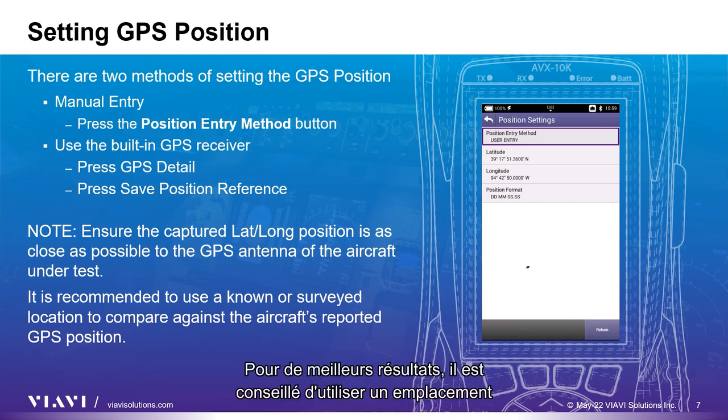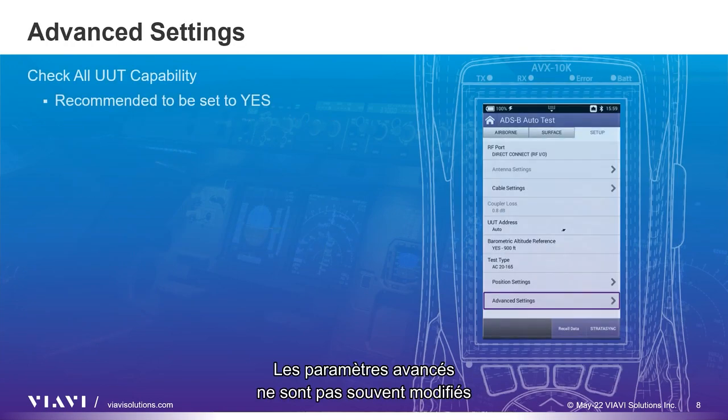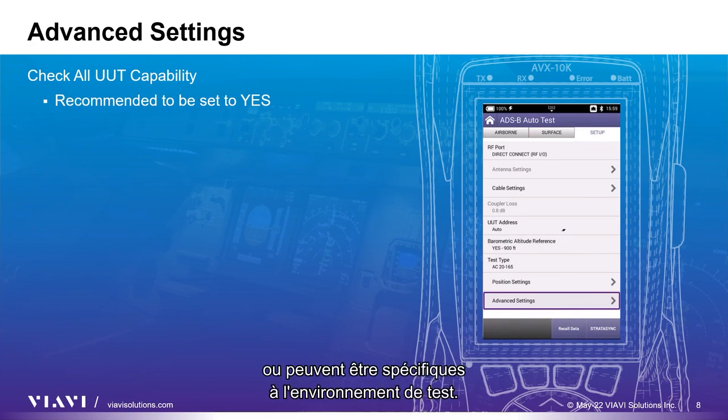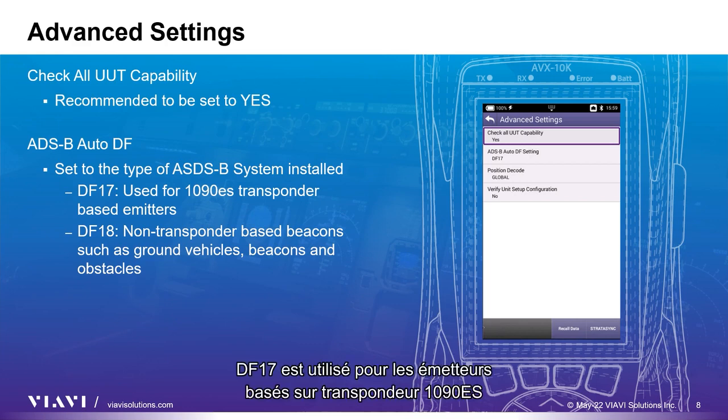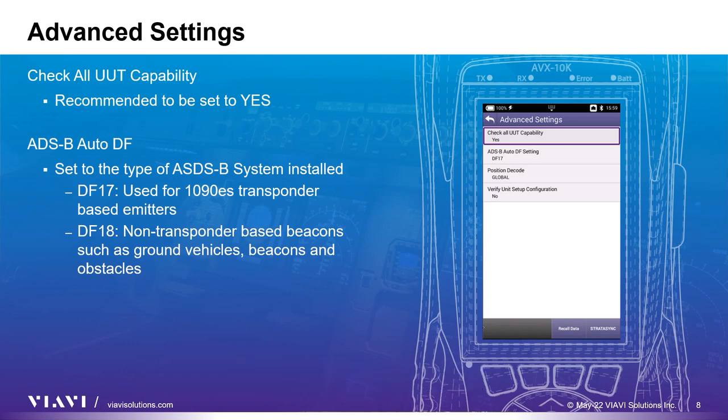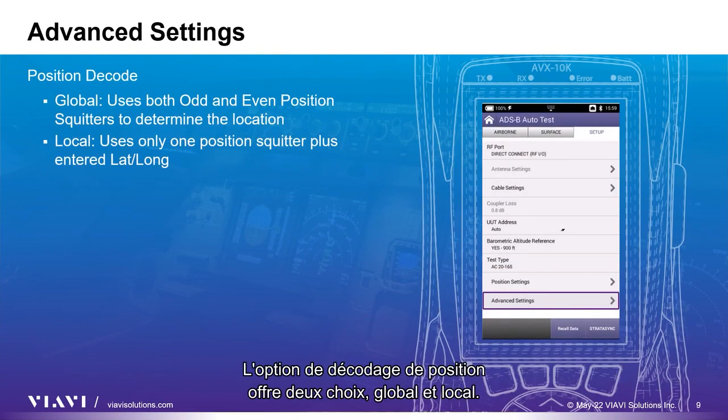It is recommended to use a known or surveyed location to compare against the aircraft's reported GPS position for best results. The advanced settings are not changed often or may be specific to the testing environment. The Check All UUT capability option should be set to Yes. The ADSB Auto DF setting should be set to the type of ADSB system installed. DF17 is used for 1090 ES transponder-based emitters, while DF18 is reserved for non-transponder-based beacons like those used in ground vehicles and on obstacles.